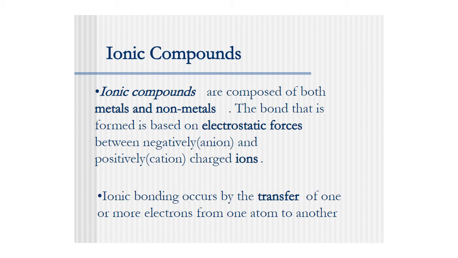So, ionic compounds are composed of both metals and non-metals. The bond that is formed is based on electrostatic force of attraction between the negatively charged ion called anion and the positively charged ion called cation. Ionic bonding occurs by the transfer of one or more electrons from one atom to another.